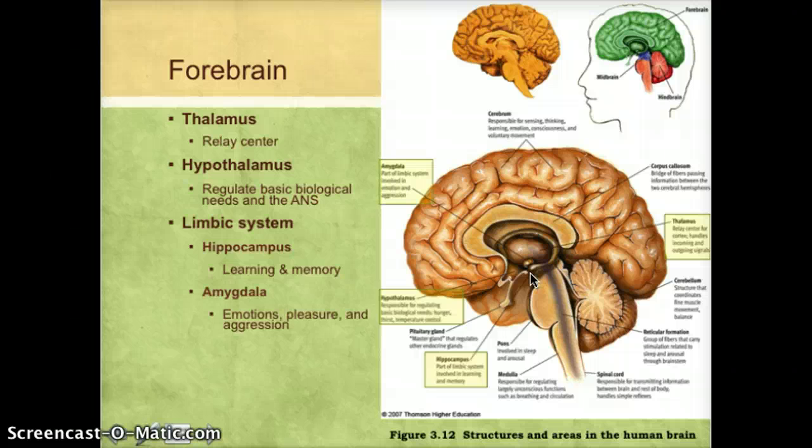The other structure in the limbic system we're going to talk about is the amygdala. Again, these are all really close to the thalamus. The amygdala is the emotional center of the brain. It's where you experience happiness, sadness, pleasure, aggression. It's also a reactionary part of the brain. It's an act first, think later part of the brain. And so being very close to the thalamus, you can sometimes start reacting emotionally to something before you're actually able to logically think it through.